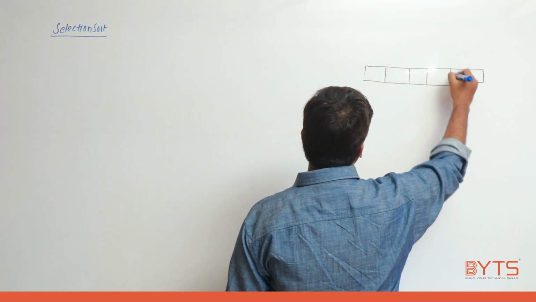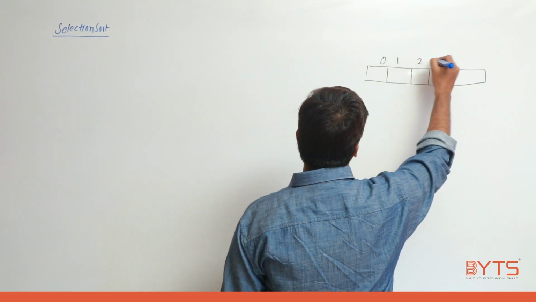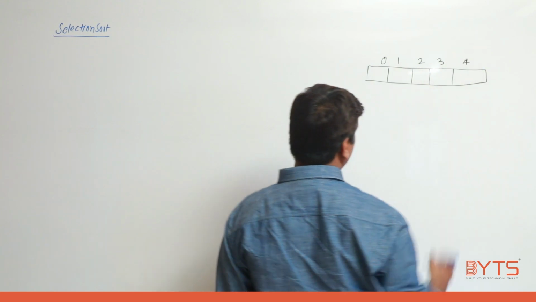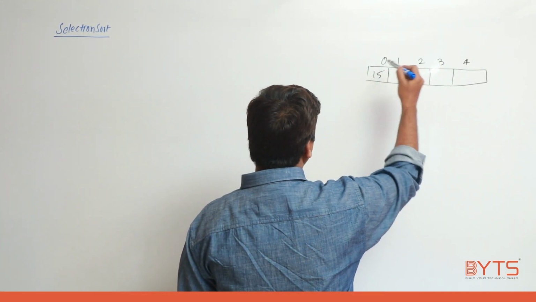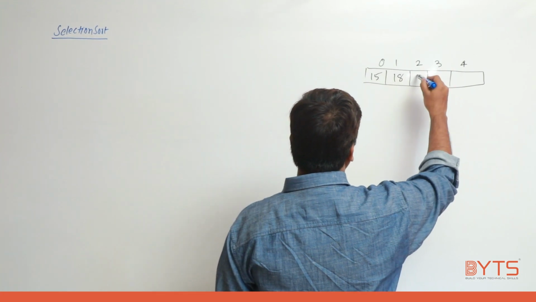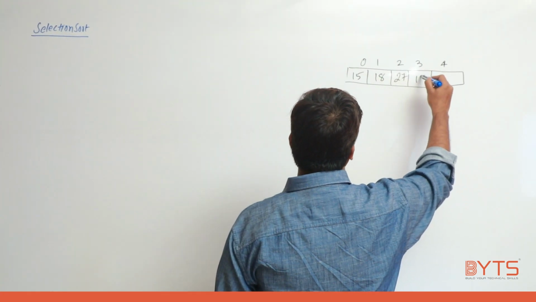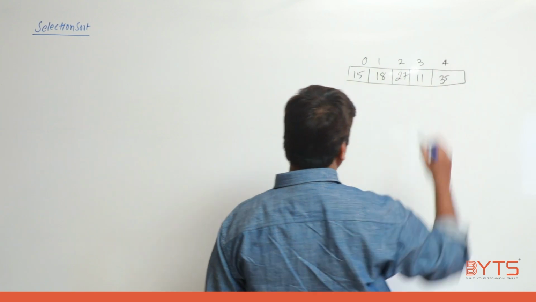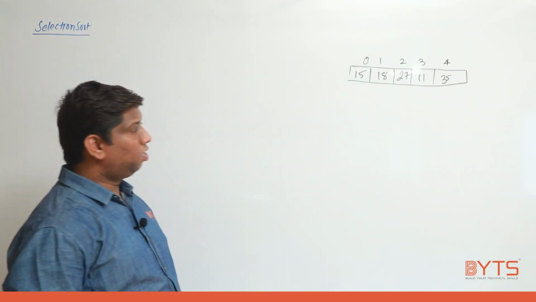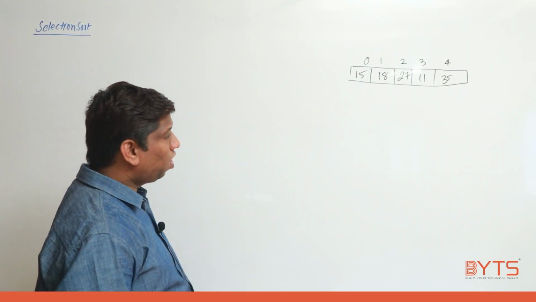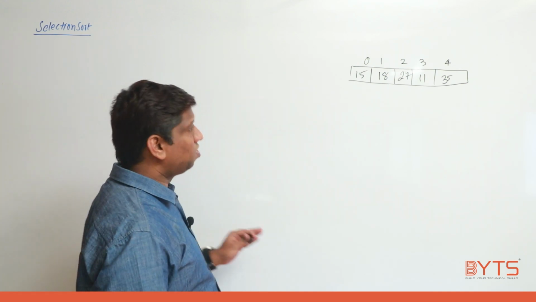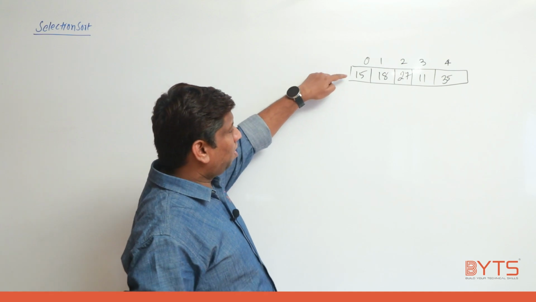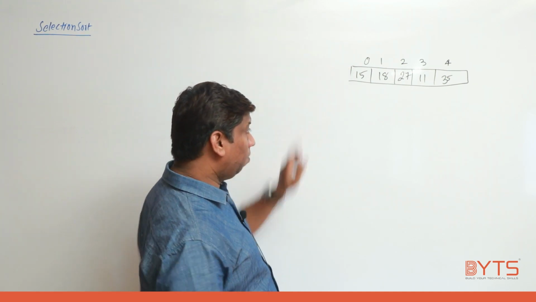So this is my array, right? Indexes 0, 1, 2, 3, 4. Five elements are there. Let us take 15, 18, 27, 11, 35. This is the array we are having. Now, try to understand how the selection sort will work. Initially, I will consider the value present at the 0th location as the minimum index.